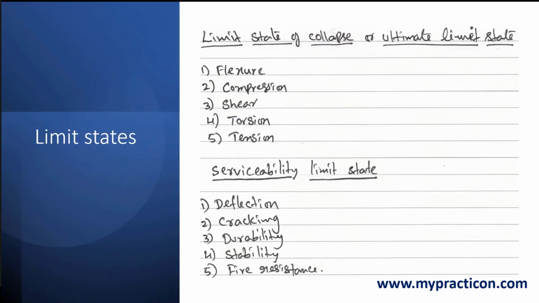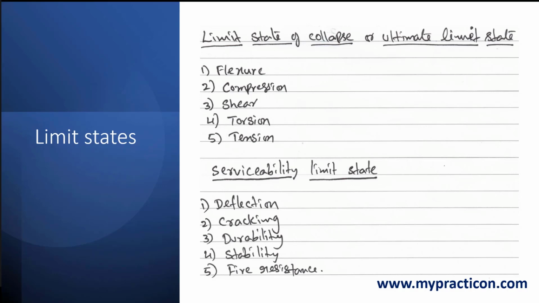Now let's go to the checks that need to be performed for reinforced concrete design. The limit state of collapse, we call it the ultimate limit state. That means you need to check the member or the cross section of the reinforced concrete member for flexure, compression, shear, torsion and tension.